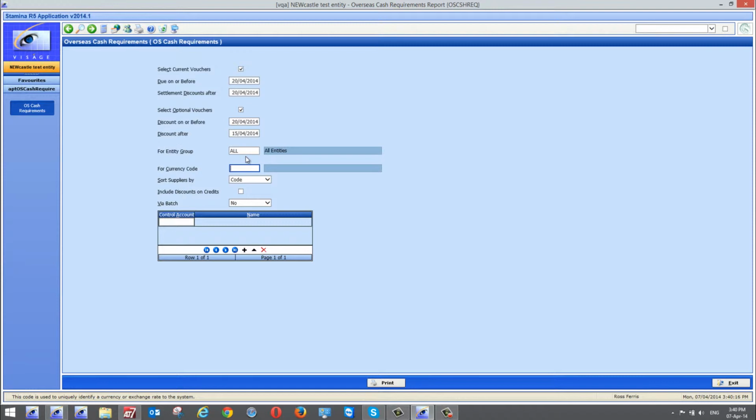The report itself is run for a particular currency, one currency at a time. I might be interested in US dollars. The report can be sorted by supplier number or alpha key. I'm quite happy just to leave it at code. And I don't want to include discounts on my credits, which effectively would reduce the value of it. Here it comes back down to looking at why the credit was raised and whether you got discount terms and so forth. If you tick this box, it could reduce the value of the credit, and I certainly don't want to do that.